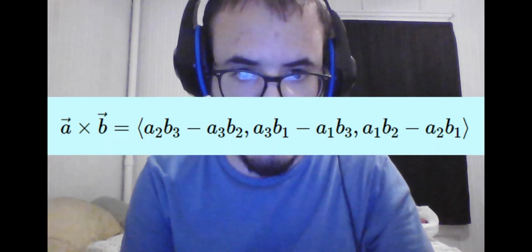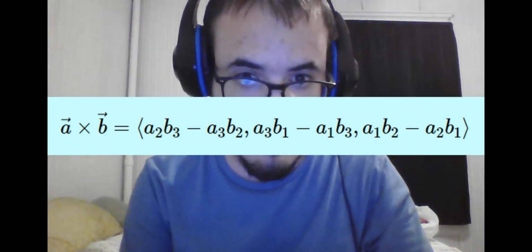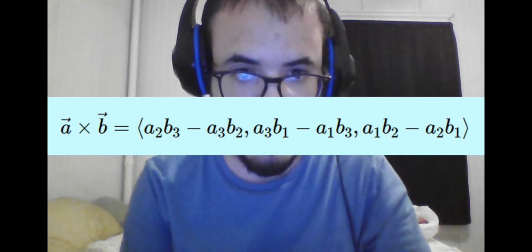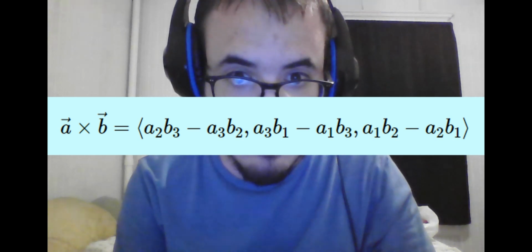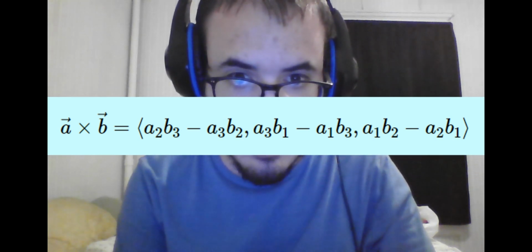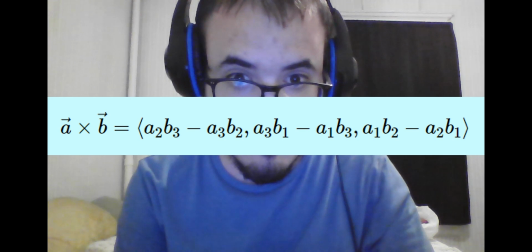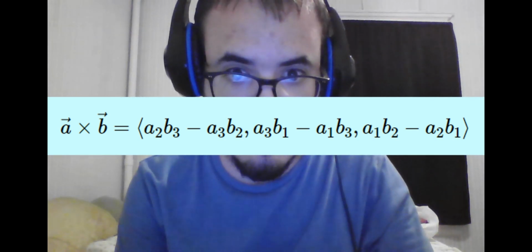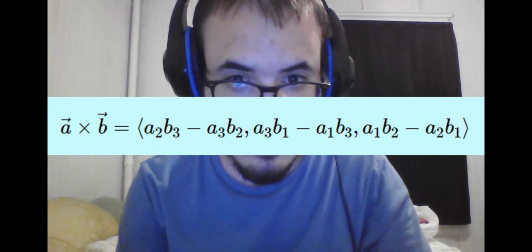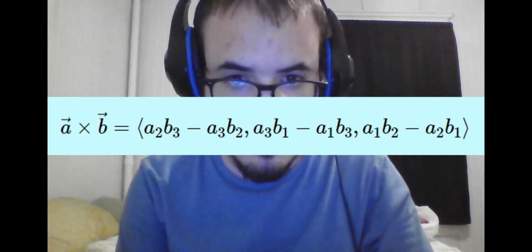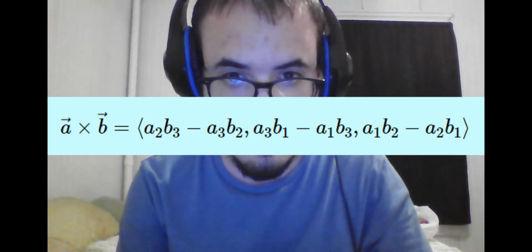In particular, the cross product A cross B equals: second component of A times third component of B minus second component of B times third component of A. For the first component, third component of A times first component of B minus third component of B times first component of A. For the second component, and finally for the third component, first component of A times second component of B minus first component of B times second component of A.